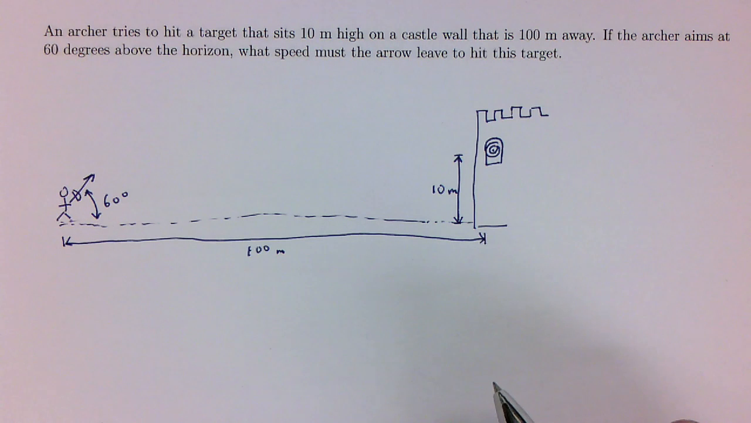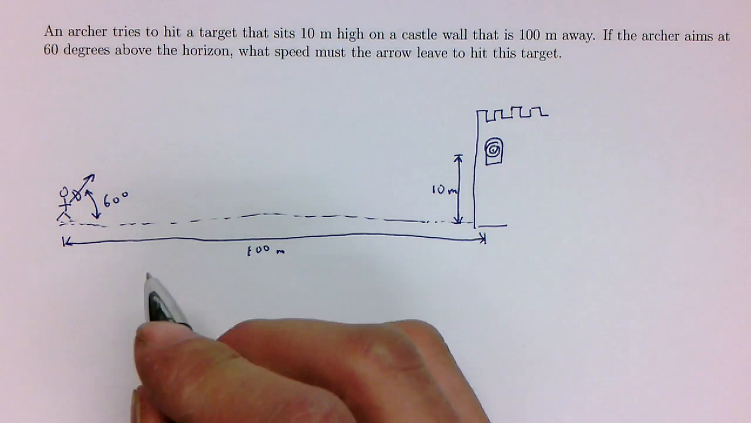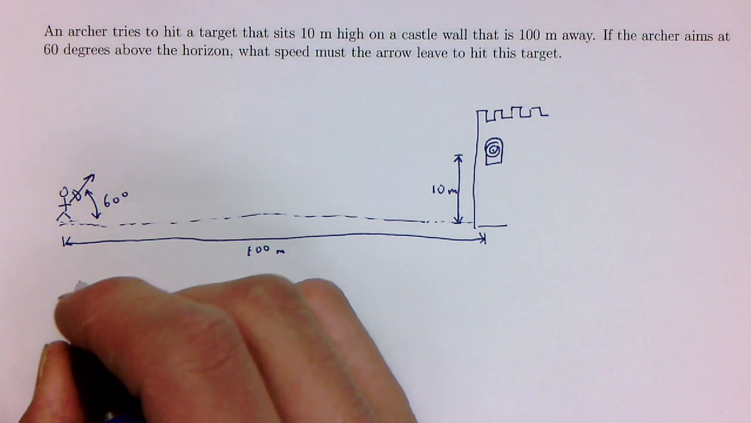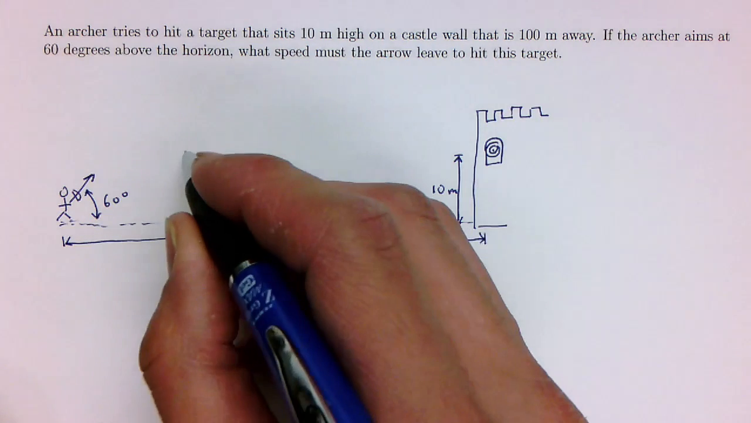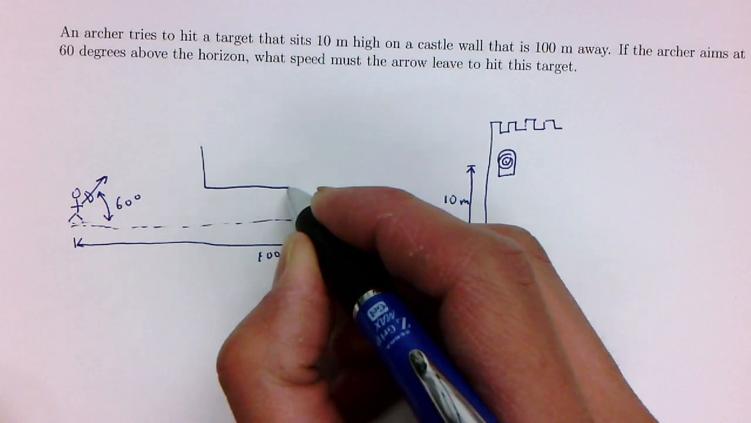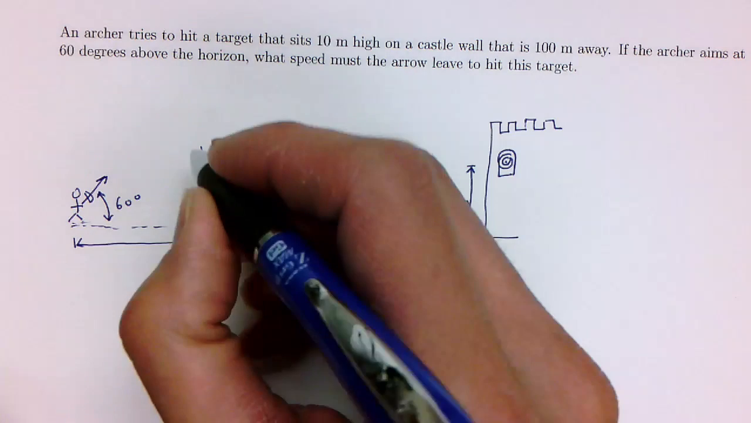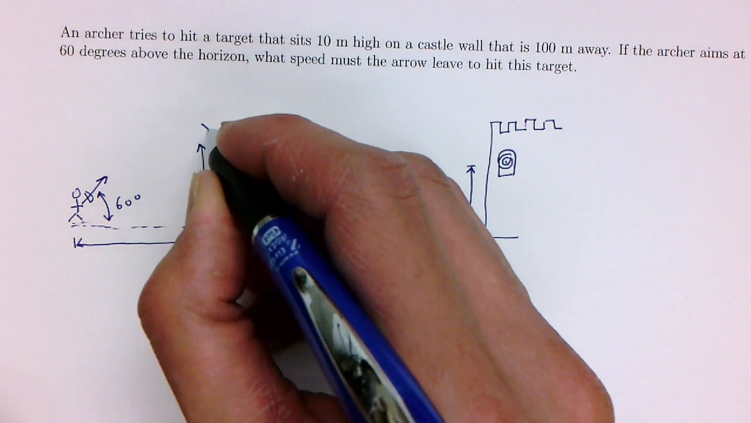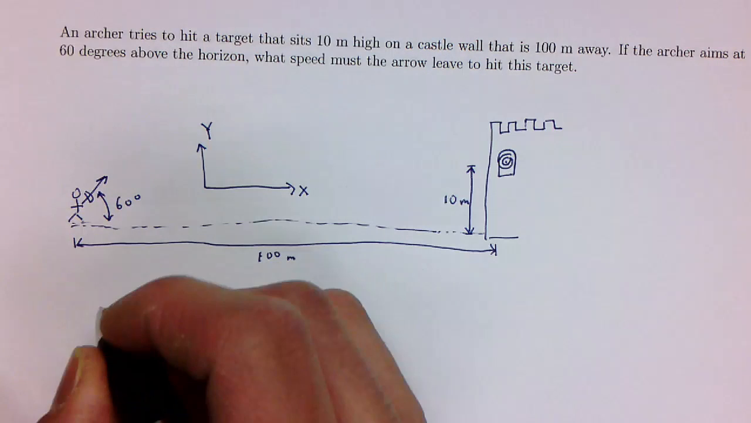So this is 2D projectile motion, and so we must write down our 2D projectile motion equations. All right, let's begin. So there's two directions here. First is the x direction. Let's make this the positive x-axis pointing toward the castle wall, and let's make this the positive y-axis pointing outward. All right.